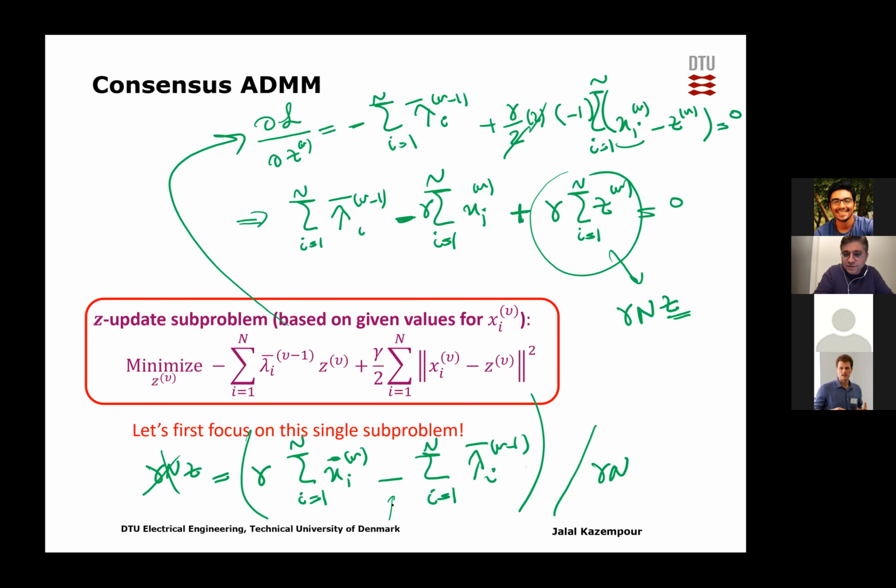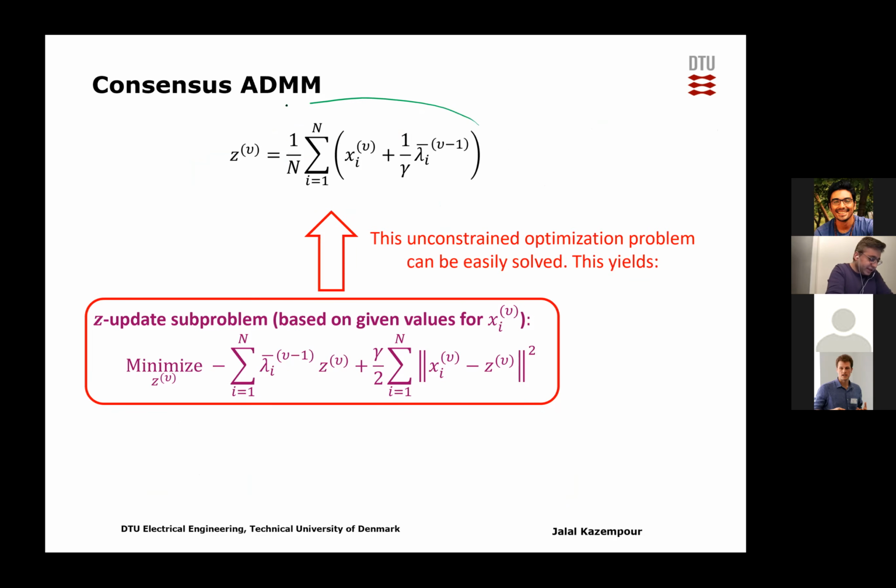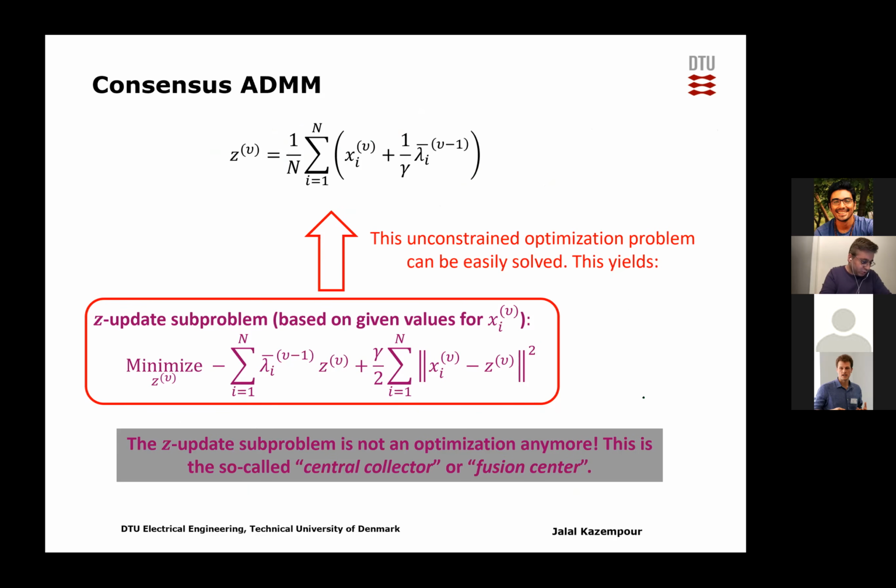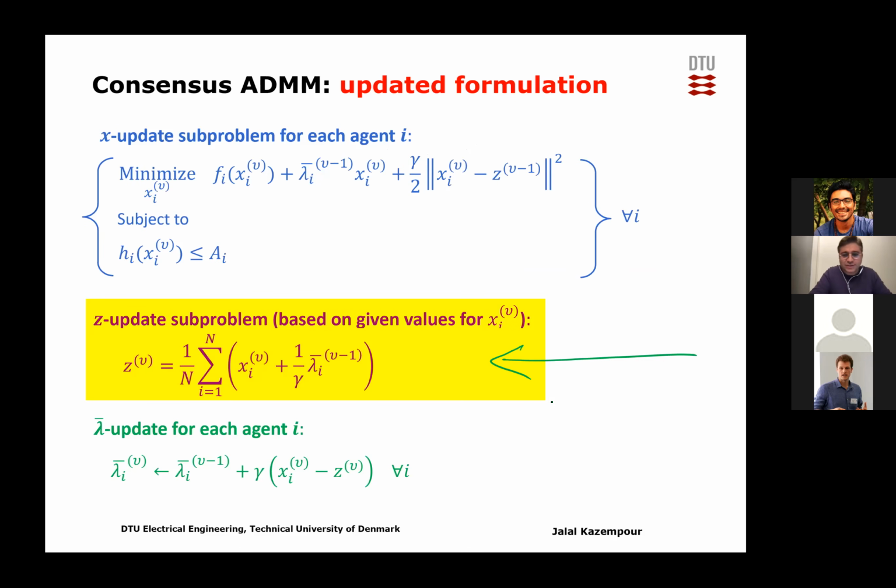Yes, anyway. So if you check it out, finally, we will end up with this formulation. Now we know the optimal value of z as a function of given x and given lambda bar. So we don't need to solve the update problem anymore. It's just an equation, and we can call this the update problem as a central collector or fusion center, if you like. So now in our consensus ADMM problem, the z update is an equality. It's not an optimization problem anymore.